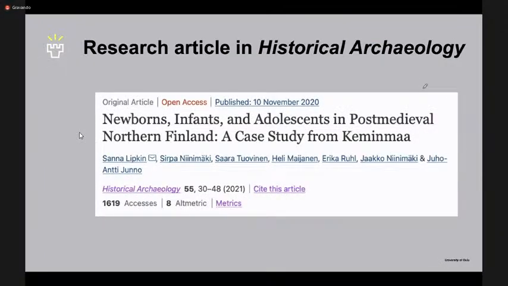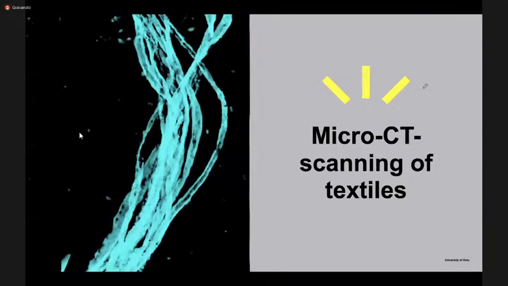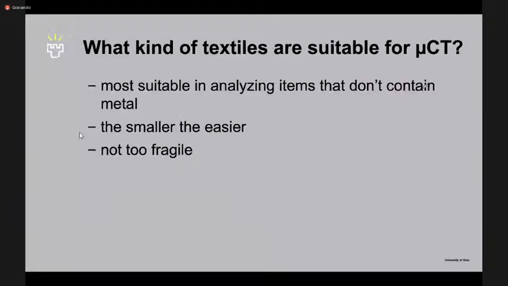Okay, and this is the first research that we have published so far, considering the CT scannings we have made. Again, we will go back to micro CT scanning. The examples that we have micro CT scanned have been found at the late medieval church site of Valmarinniemi in northern Finland.